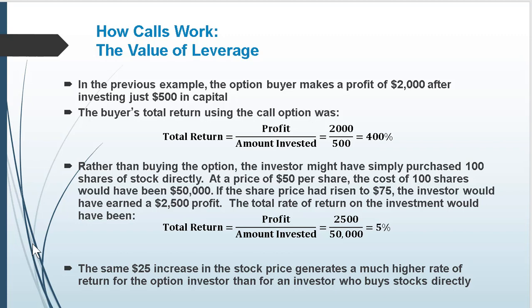And as you can see, the option, because you invest such a small amount, right? It costs $5 to buy the right compared to buying $50 to buy the stock. You have inflated rate of return on your investment.